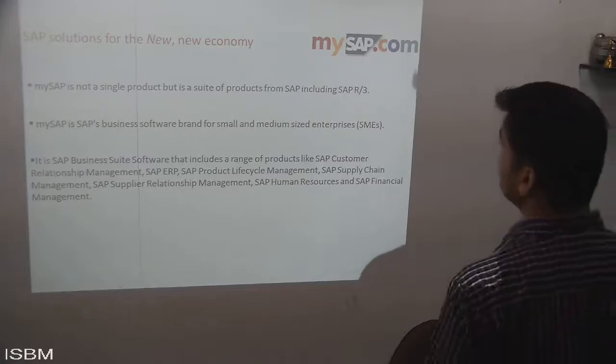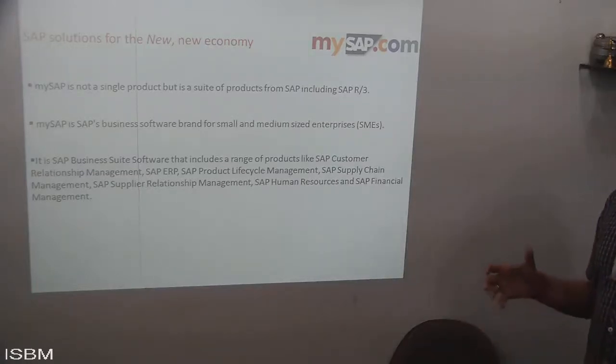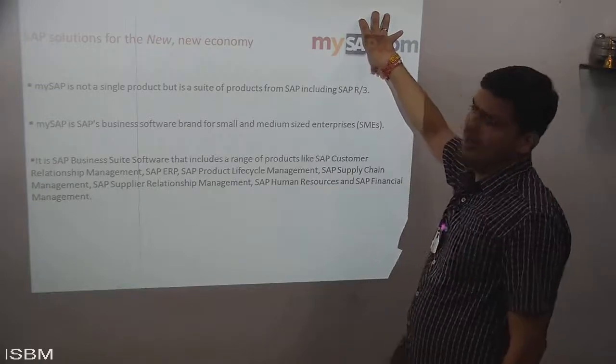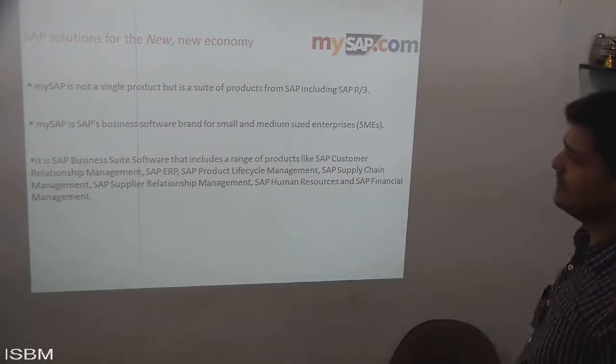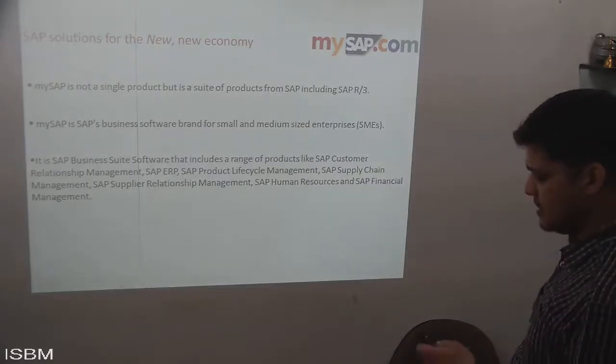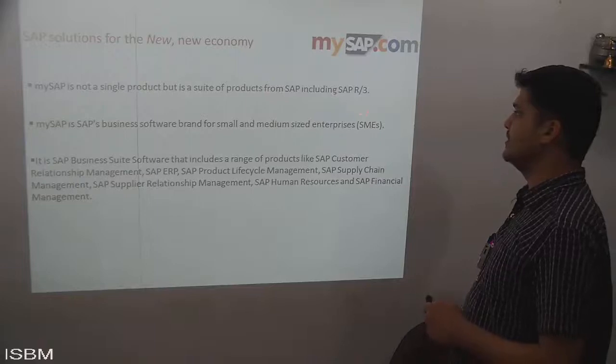Then SAP solutions for the new economy. SAP came with a new technology called mySAP.com. It is basically used in the new economy, where it is emerging also. So mySAP is not a single product but a suite of products from SAP, including R/3.